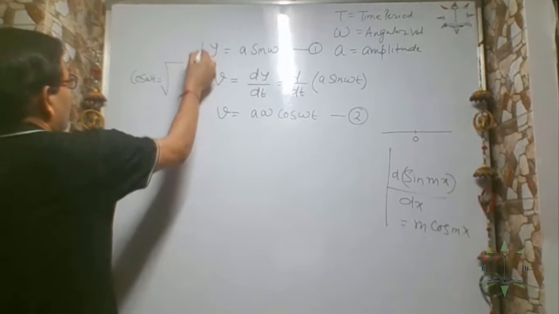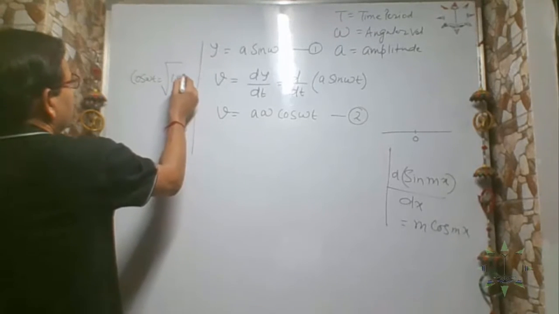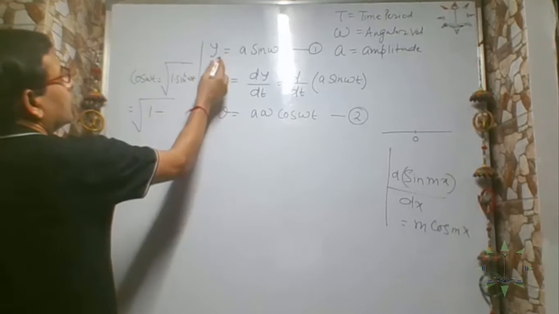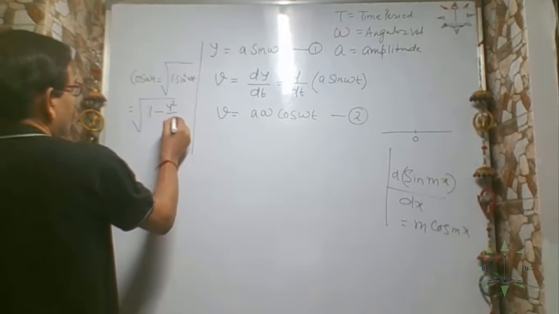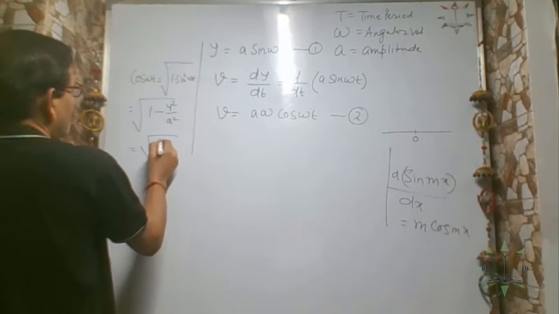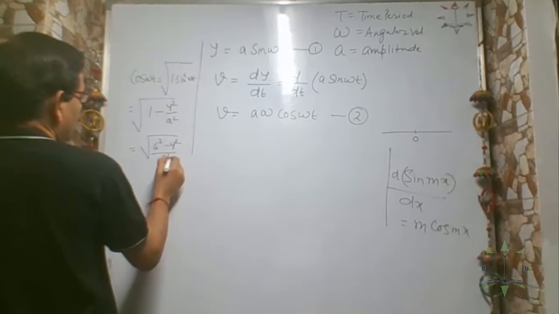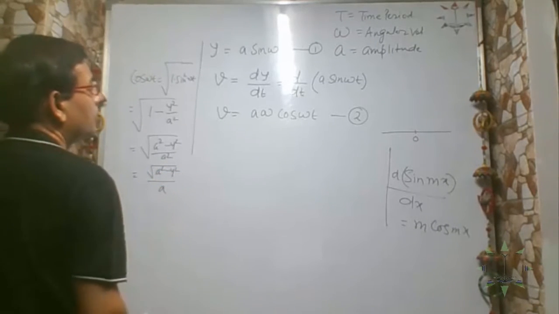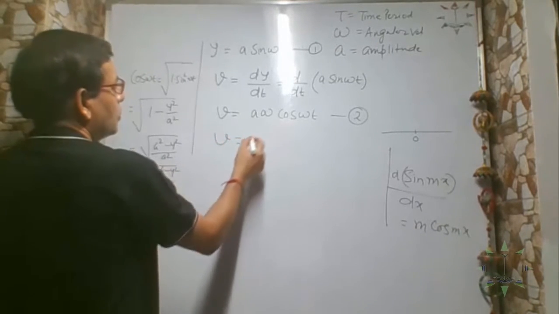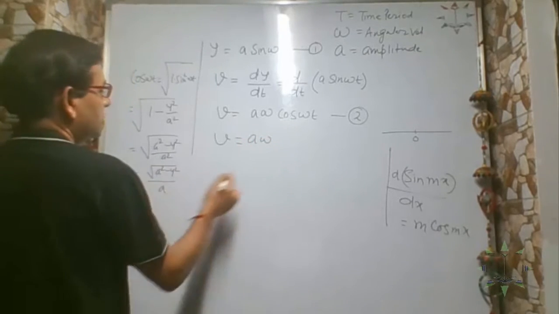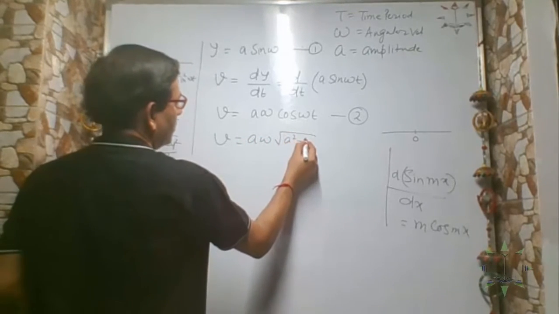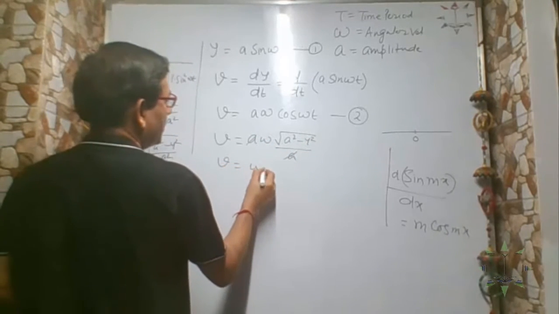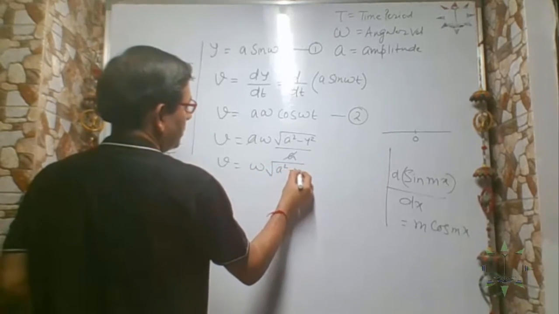Very simple. Now if sin omega t is y by a, then cos omega t is how much? We know that cos omega t is root over 1 minus sin square omega t. So it is root over 1 minus y square by a square, which is root over a square minus y square, divided by a. So you can replace cos omega t by this term. So velocity is omega root over a square minus y square.